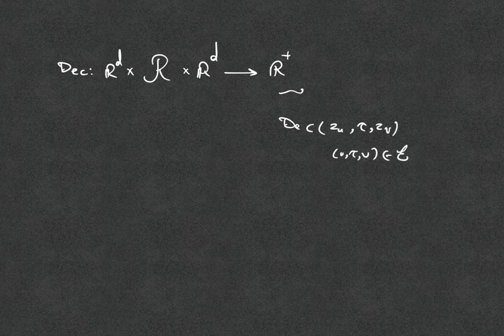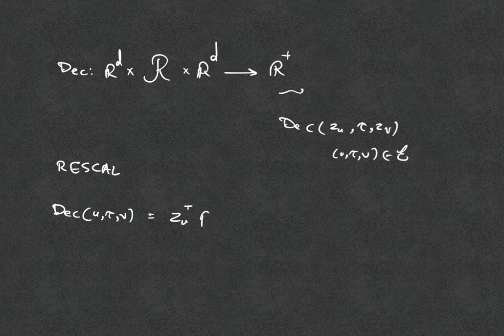It is always more intuitive to learn things with examples, so we're going to go over a very basic approach in this domain called RESCAL. The idea here is that you define the decoder between u, tau, and v to be the bilinear product of z_u and z_v, with a matrix in between. This matrix is going to be a d by d dimensional matrix, and it's going to be a learnable matrix related to the relationship tau.